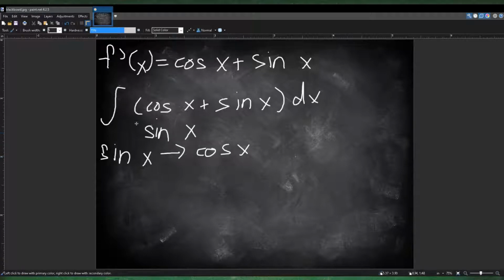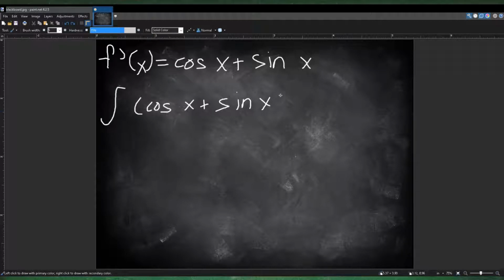Now we do sine of x. We have negative cosine of x, whose derivative is sine of x. We don't want negative, we want the positive version, right? So we just multiply both sides by negative 1. So this is sine of x minus cosine of x, right? This is negative cosine of x. And that's our equation.